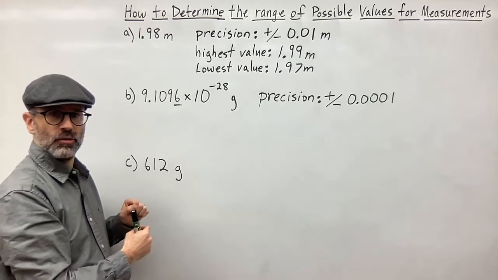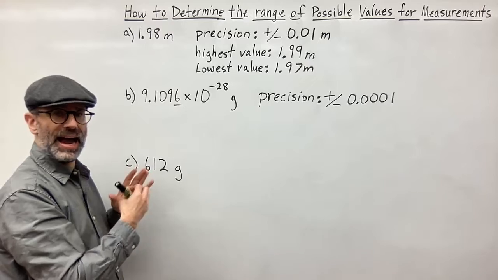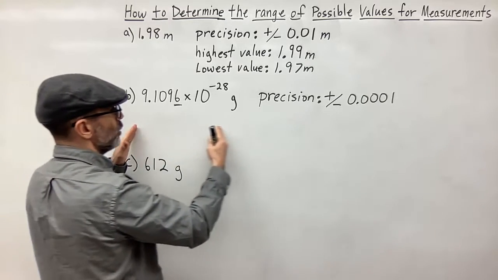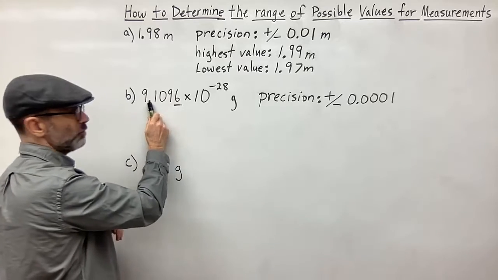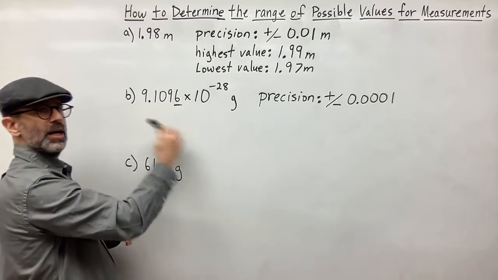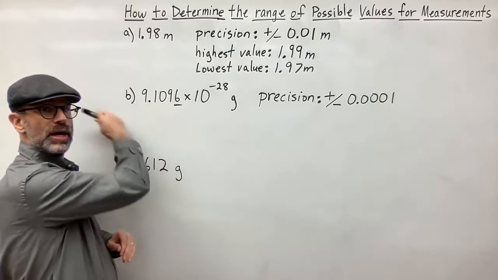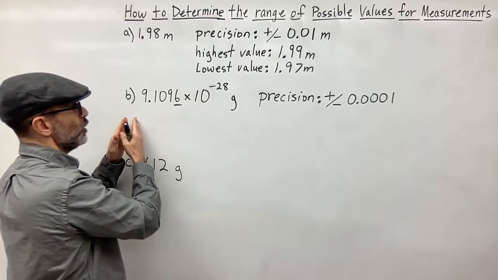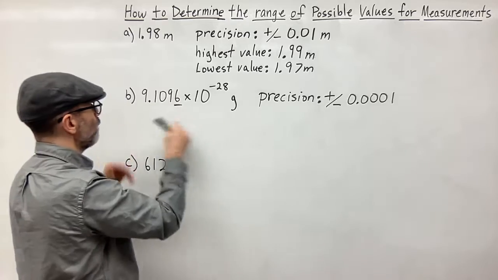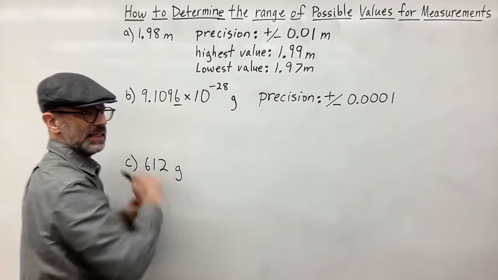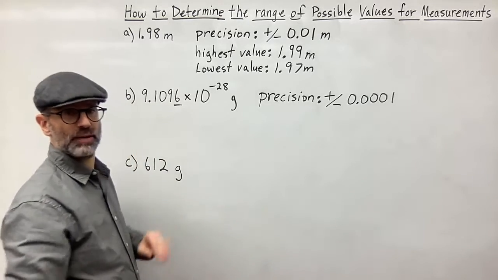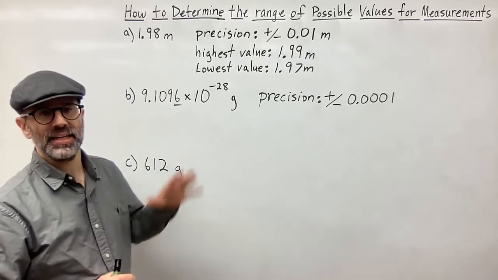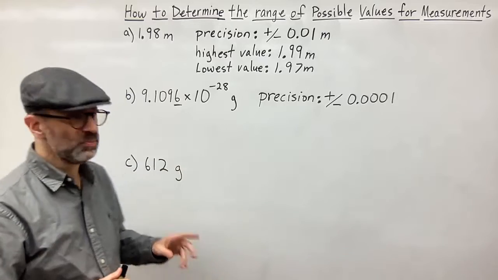in a contracted form, right? So in order to get the actual place of this 6, I would have to write out the number. I would have to move this decimal point over this way 28 times. And then I'd have 27 zeros followed by 91096. That would be too long. That would be a very long number. And so there's an easier way to do this, a shortcut, if you will.